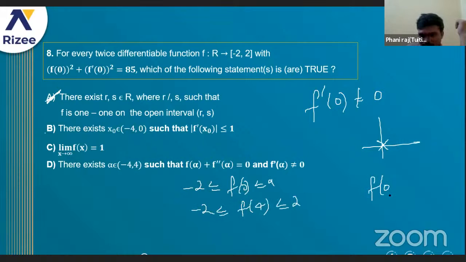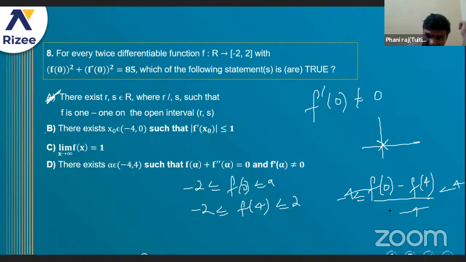When you take the quotient, f of 0 minus f of 4 by -4, this always lies between -4 to 4, but this quotient is equal to f dash of x naught for some number between 0 and 4, so f dash of x naught is less than or equal to 1. When you divide this you get -1 to 1, right? So mod f dash of x is less than 1. So limit x tends to infinity f of x equal to 1. This need not be true. Why should this even be true?